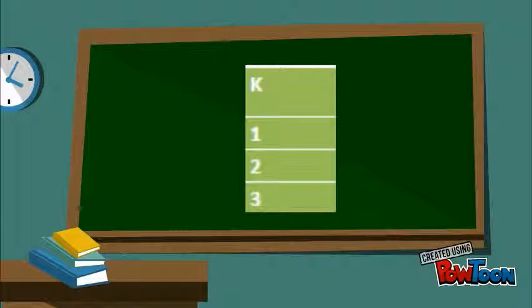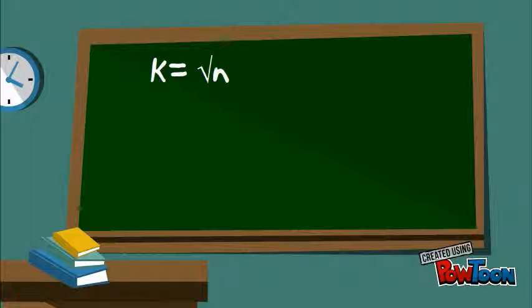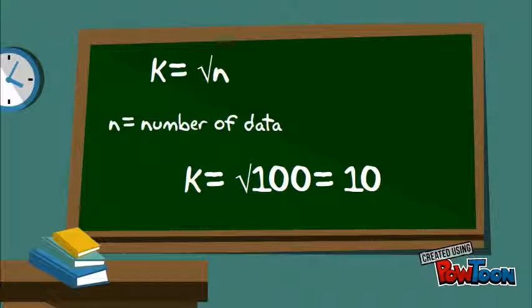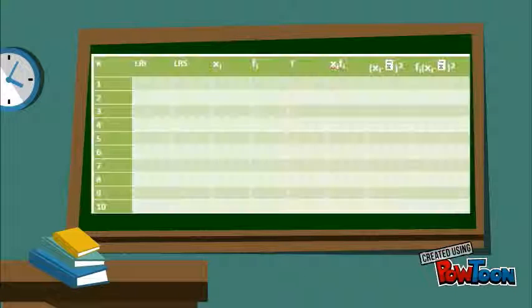To work out this exercise, we'll need to find K, which is the number of categories into which the information is divided, and its equation is K equals the square root of n, in which n is the number of data, in this case 100, and it will give us 10. The table will look like this.